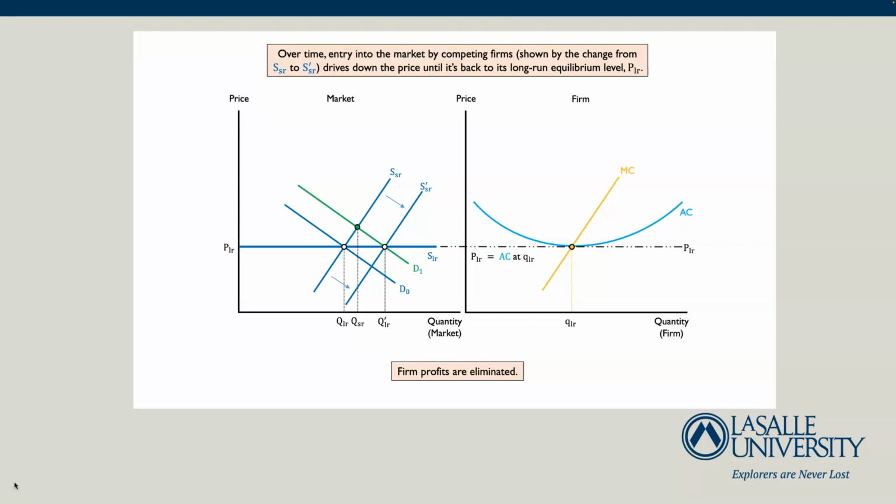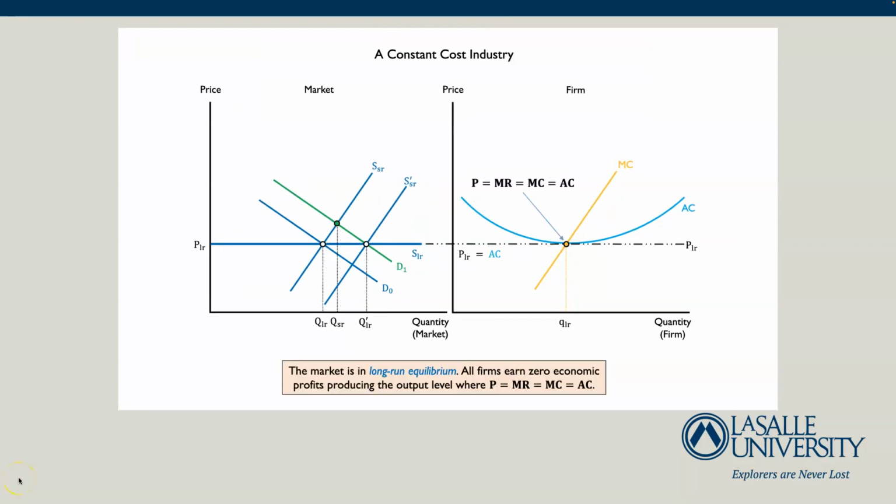And now, at that point, there's no real incentive to enter the market because all firms are just breaking even. They're just making enough revenue to cover all their costs. And that is the situation we have right here at that long run level of output. So that would eliminate firm profits through competition. And the idea is that because of that, we'll get back to a new long run equilibrium, in this case at a higher level of output, but at the original equilibrium price.